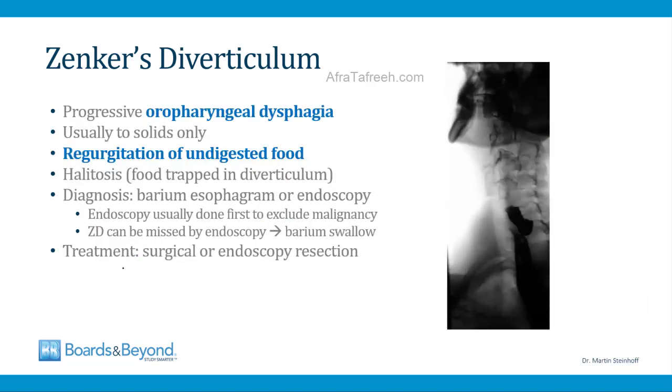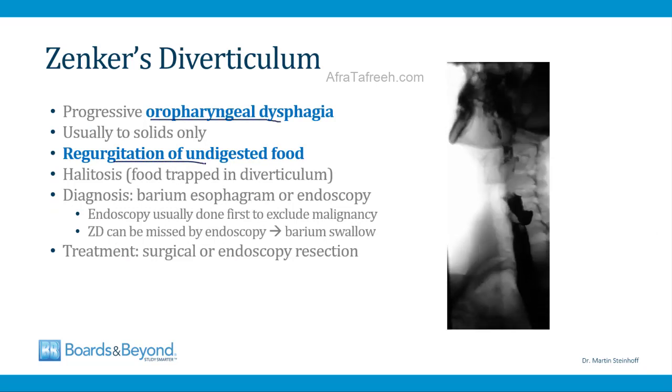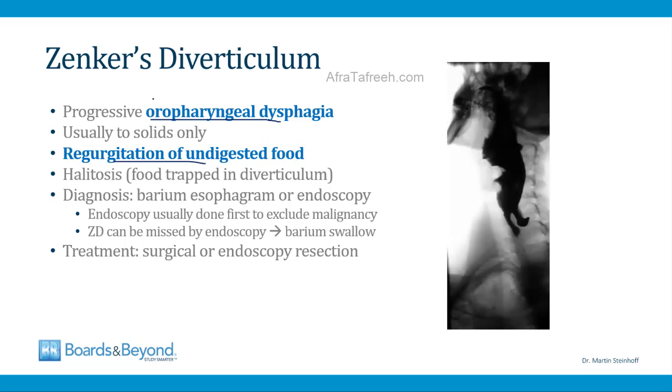The symptoms of Zenker's diverticulum include progressive oropharyngeal dysphagia and regurgitation of undigested food. Because the diverticulum is located in the hypopharynx, patients usually have symptoms consistent with oropharyngeal dysphagia, and usually it's to solids only. This is a structural swallowing problem, and therefore, like most structural problems, the dysphagia is usually to solids only, not solids and liquids.